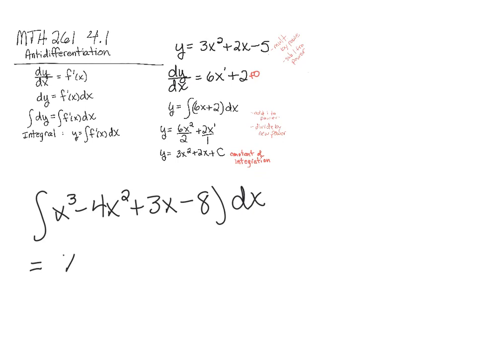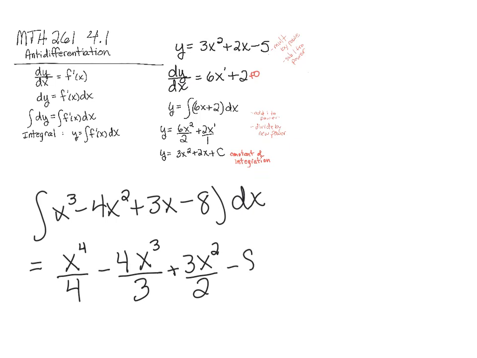I'm going to copy my x, increase the power, divide by the new power. I'm going to copy my minus 4, my x, I'm going to add 1 and divide. Copy plus 3, copy the x, add 1 to the power, divide by the power, copy the minus 8, that was x to the 0. We're going to end up with x.